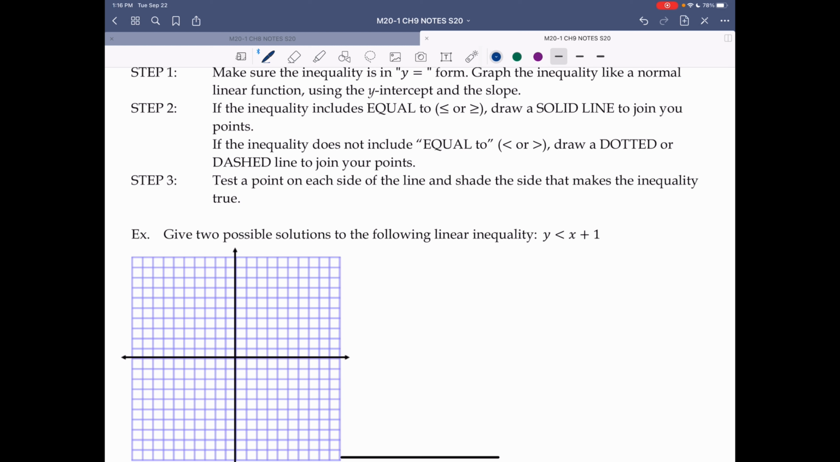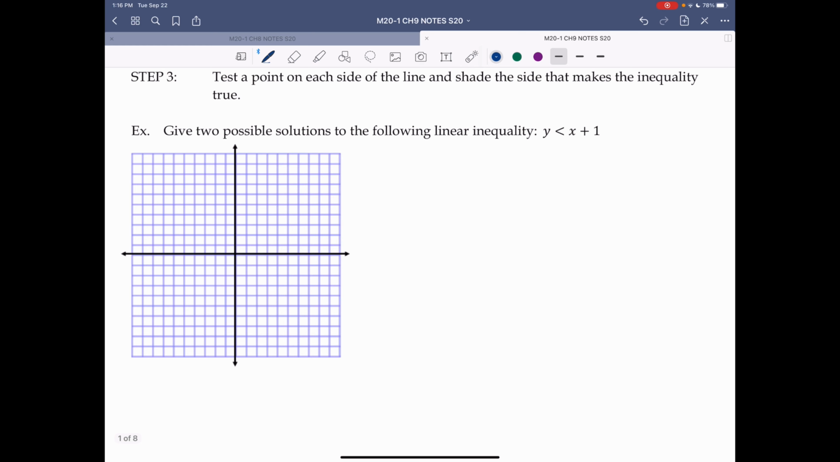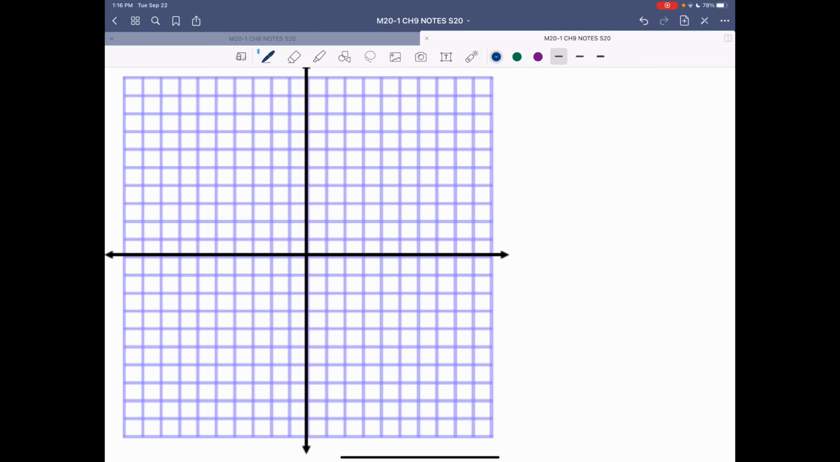First example, give two possible solutions to the following linear inequality: y is less than x plus 1. So we're going to graph y is less than x plus 1. So we're just graphing y equals x plus 1. Our y-intercept is 1. And then our slope would also be 1. Remember, if there is no number in front of the x, then it means 1.